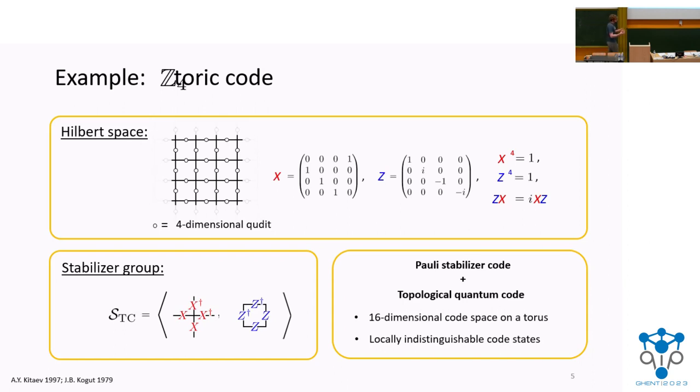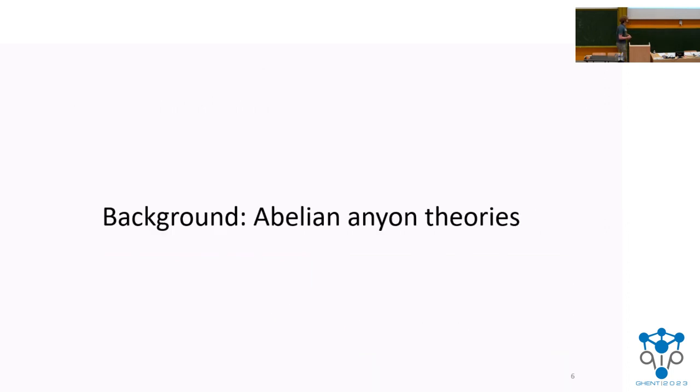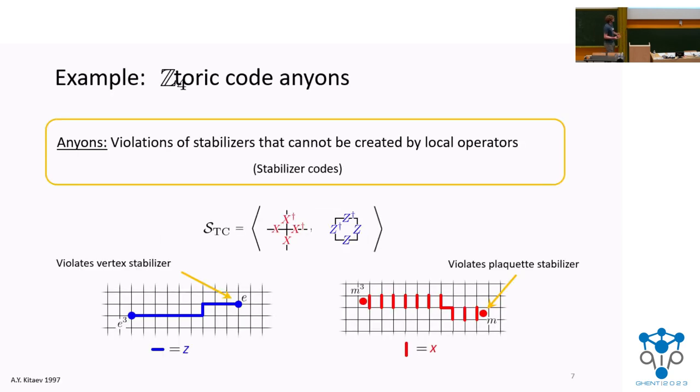And I claim, and you can check, that this is indeed an example of a polytopological code. One clear indication that this is an example of a polytopological code is that it exhibits an underlying anyon theory, which I'll show next. So now some more background. What is an anyon? Well, here an anyon for a stabilizer code corresponds to a violation of a stabilizer which can't be created or destroyed by a local operator. So let me demonstrate this with two examples.